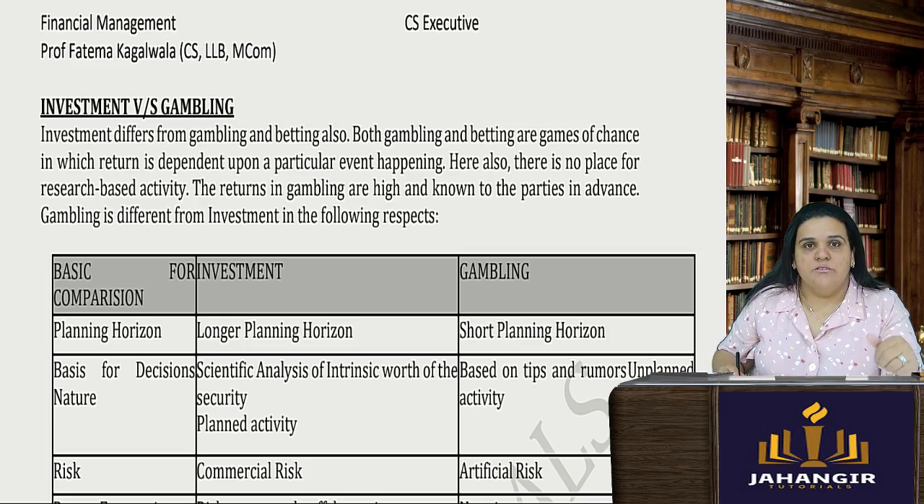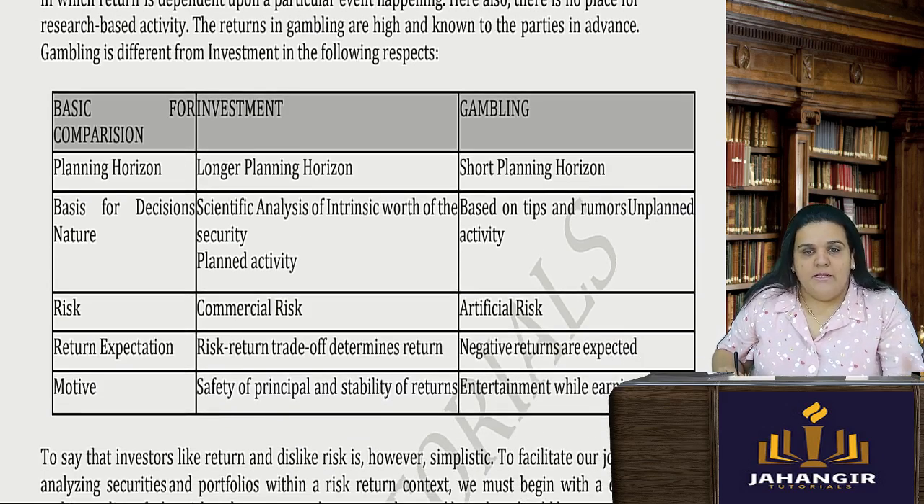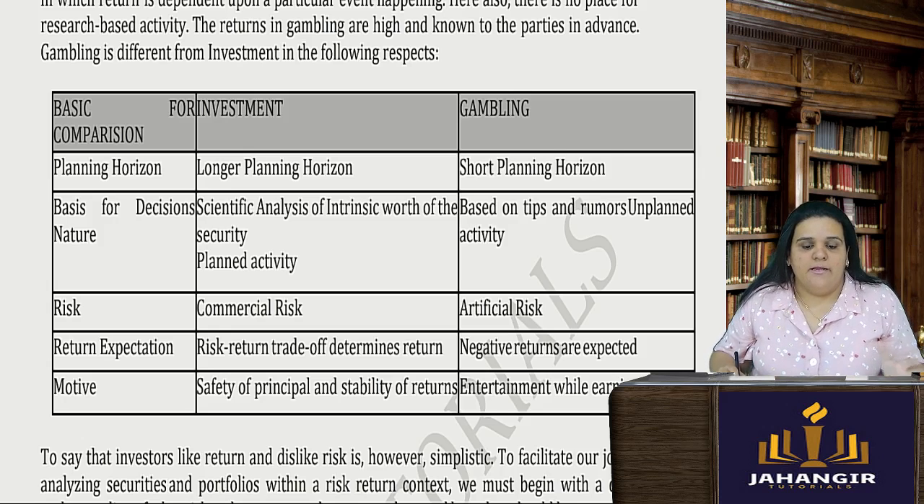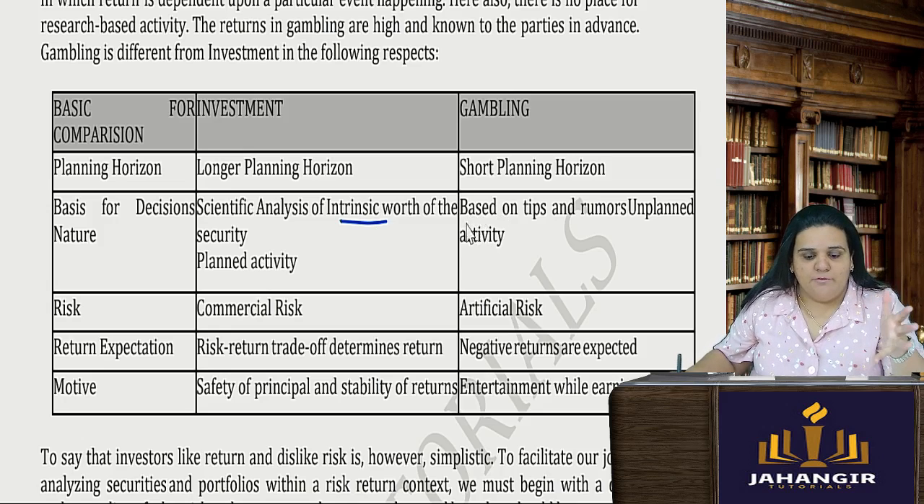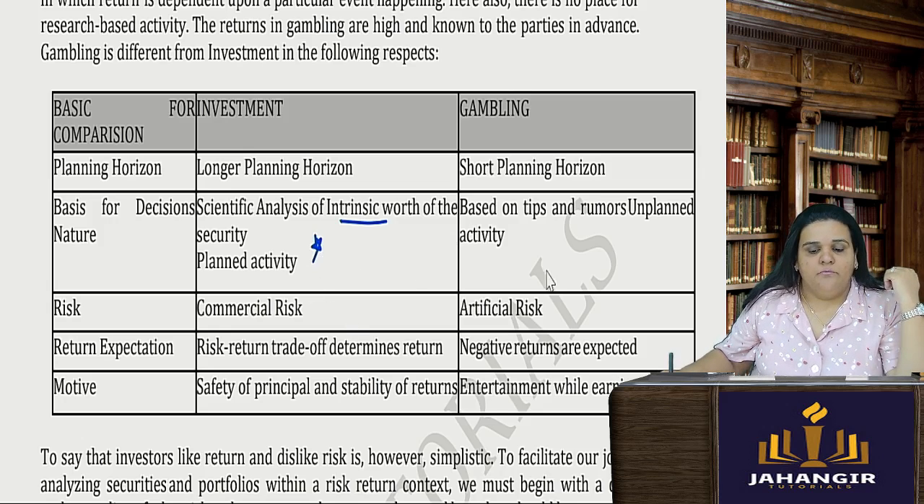Generally we do this in case of derivative trades: futures, options, swaps. All of that is a kind of betting, like gambling. Same thing: investment is for a long planning horizon, gambling is for a short planning horizon. Then there is scientific analysis of the intrinsic value of that security. We have all studied intrinsic value, yield value, fair value of the security. So investors make the decision based on that. This is based on tips and rumors.